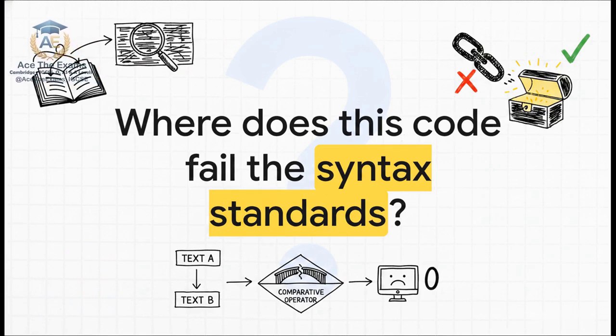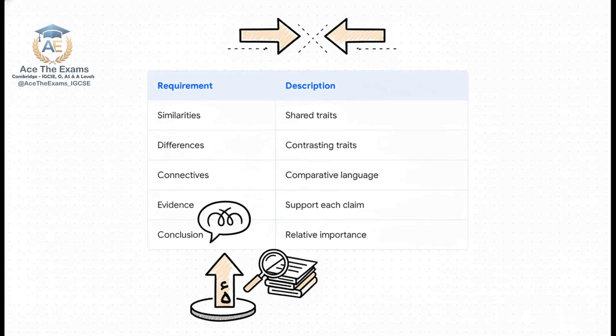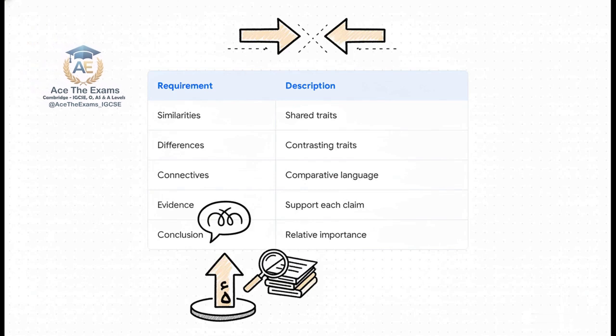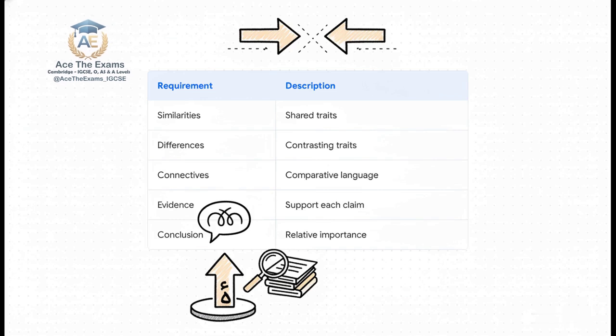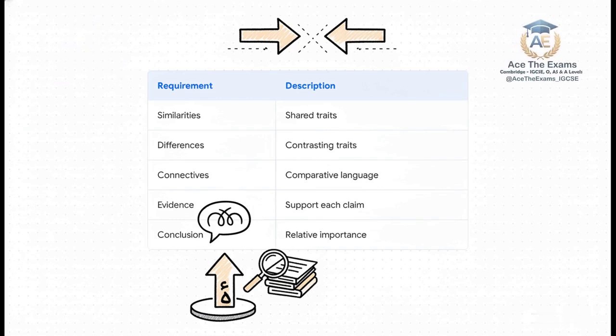Let's check the documentation. So the crucial point here is that a true high-scoring comparative analysis must perfectly execute this logic table. You can't just list facts. You must identify similarities and differences. You must use comparative connectives, words like whereas, similarly, conversely. Those are your logical operators. You've got to support every single claim with hard evidence, and finally, state a conclusion about their relative importance. If your code block doesn't hit all 5 of these requirements, it's just incomplete.